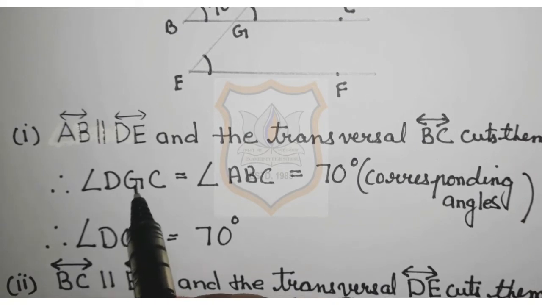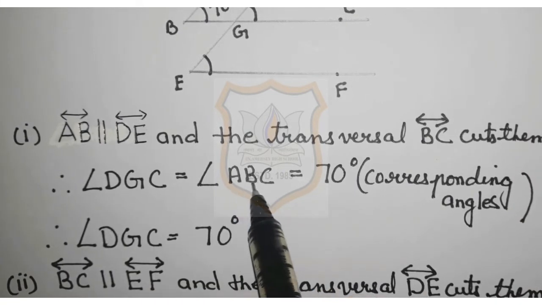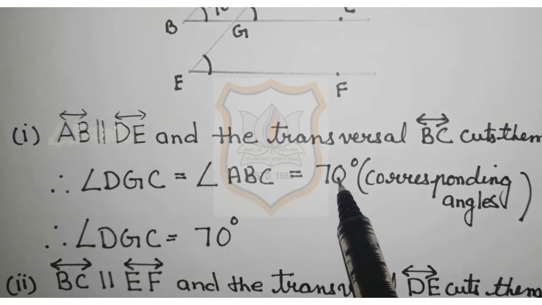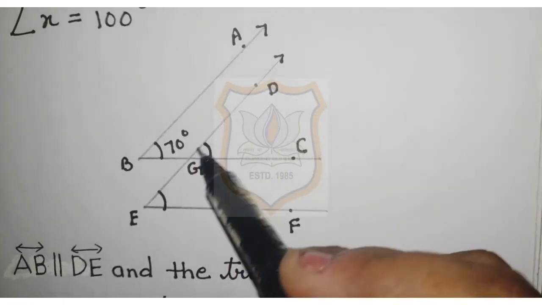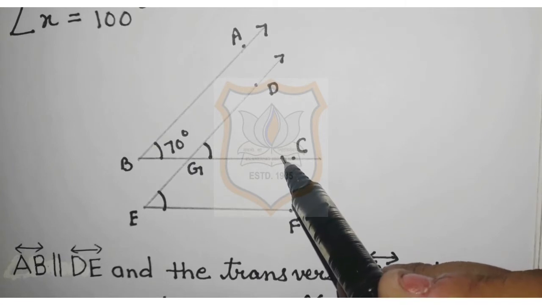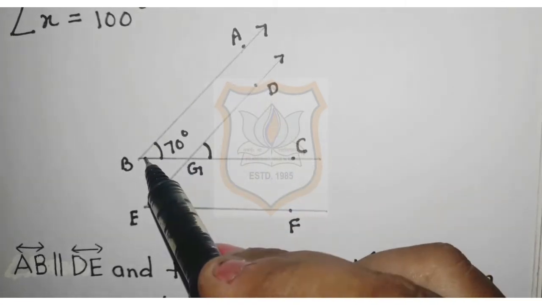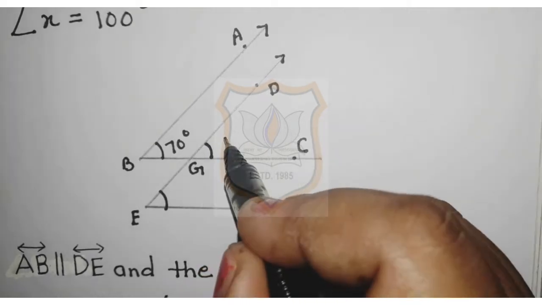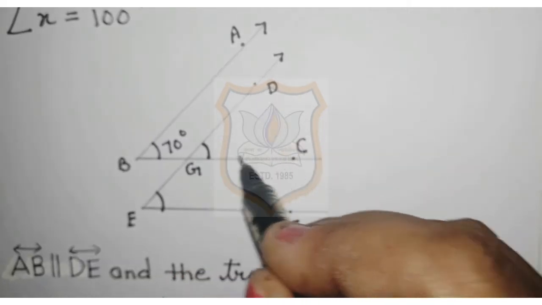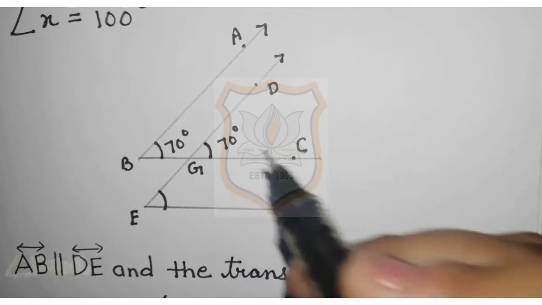Angle DGC is equal to angle ABC. That is equal to 70 degrees, corresponding angles. Why? Because they are forming corresponding angles. So measure of angle DGC is equal to 70 degrees.